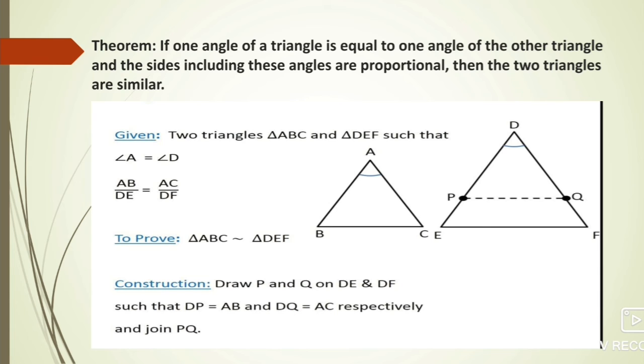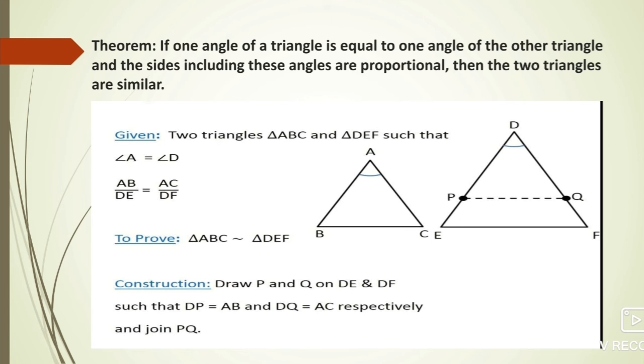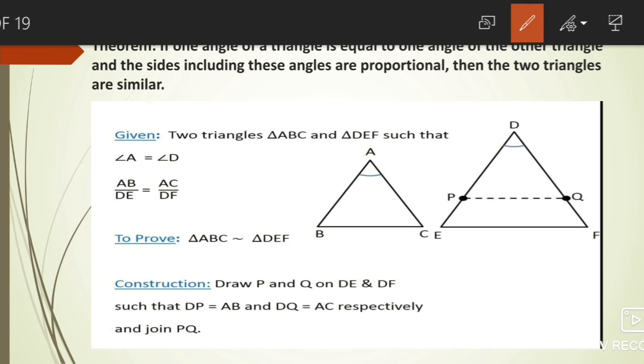This theorem states that if one angle of a triangle is equal to one angle of another triangle and the sides including these angles are proportional, then the two triangles are similar. The proof of these three theorems is almost the same.